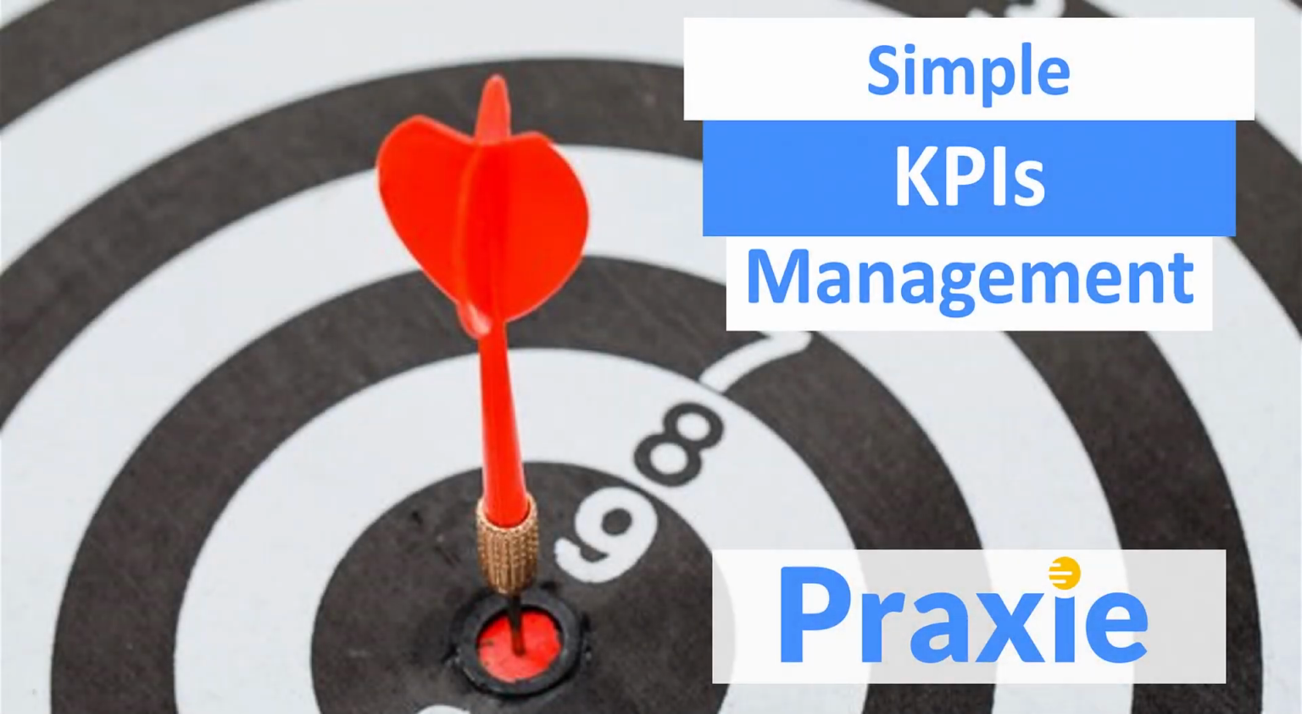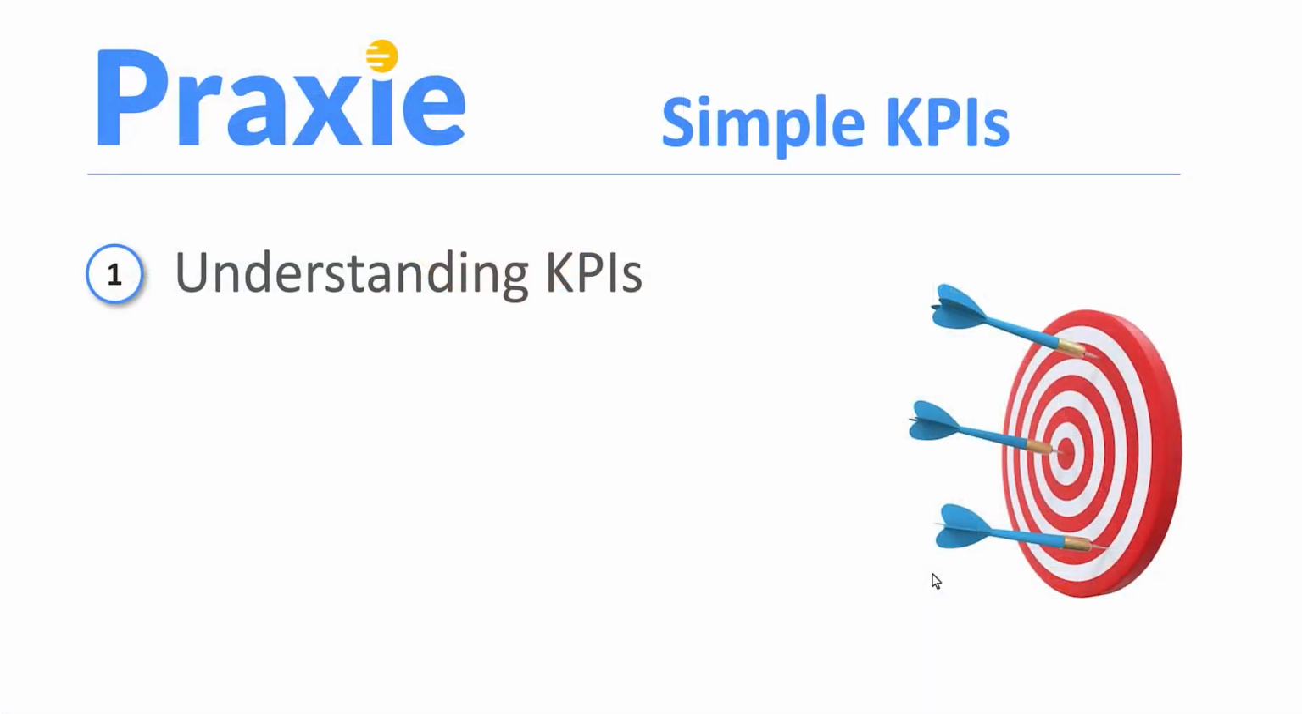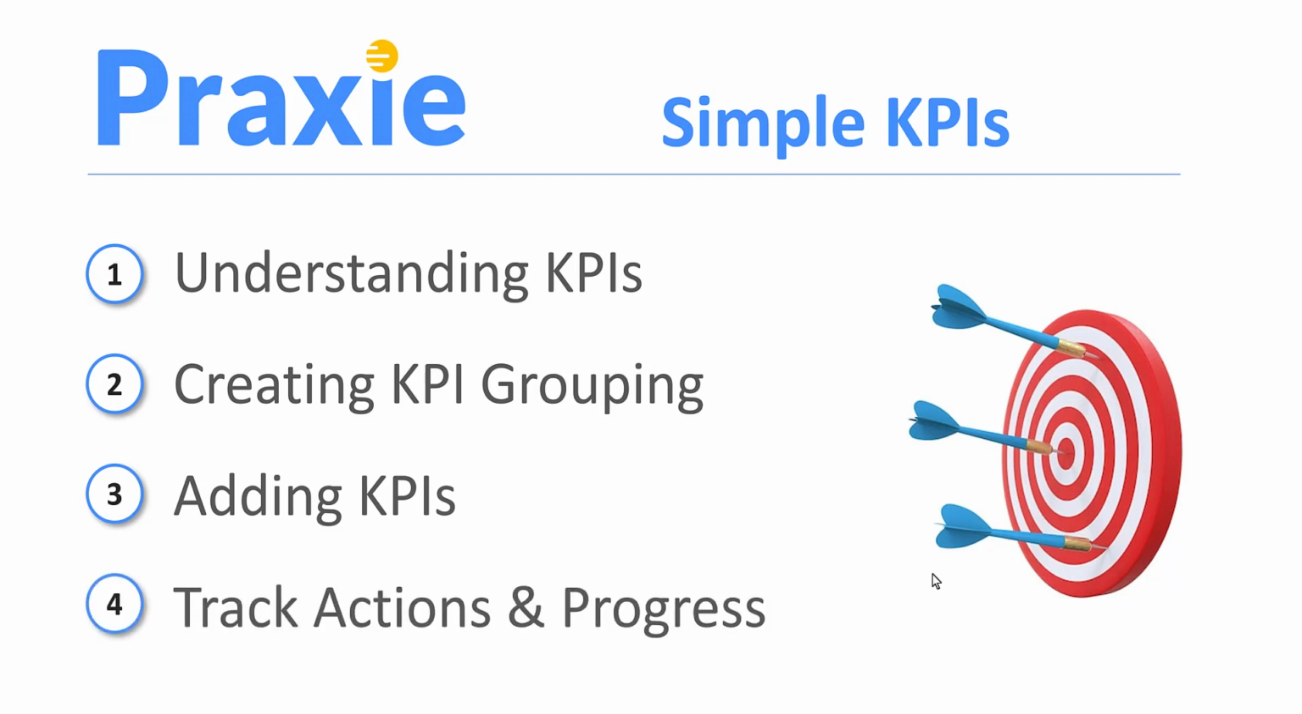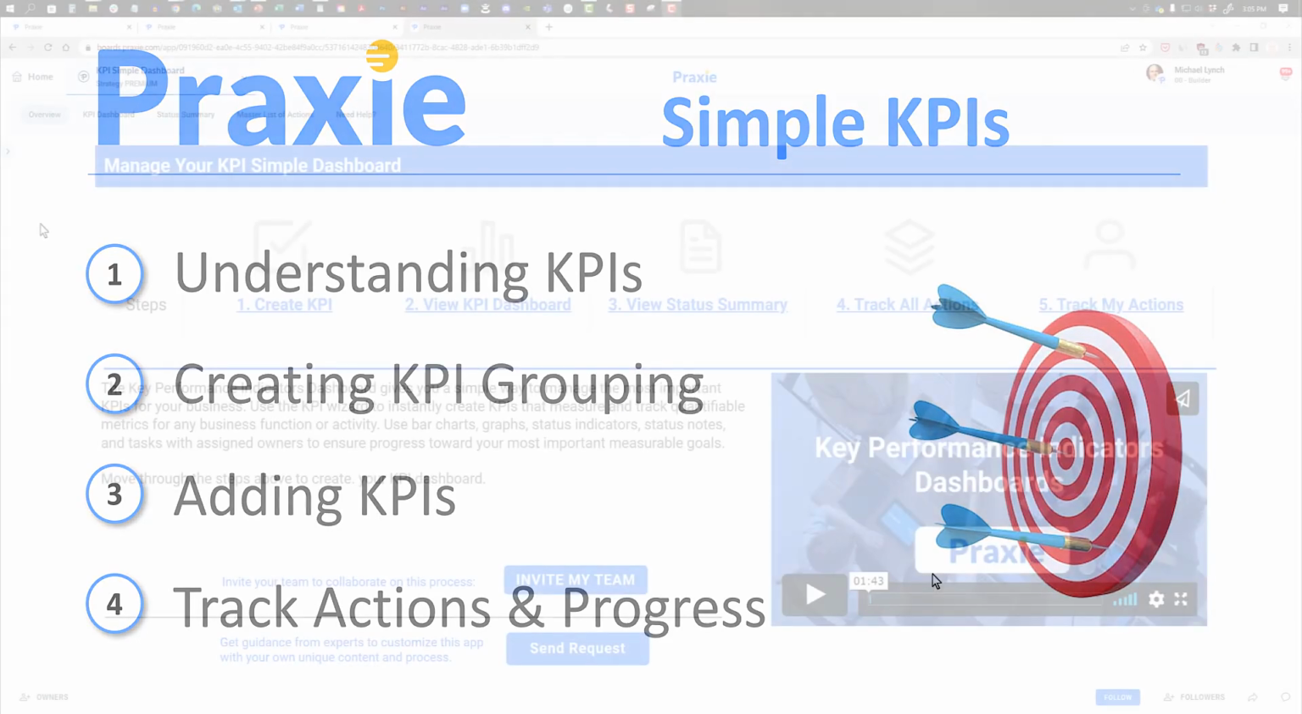Today we're going to talk about how you can simply manage KPIs, or key performance indicators, in Praxie. To get started, we're going to talk about a general understanding of KPIs, what they are, how to work with them. Then you're going to create your KPI groupings and how you want to organize all your KPIs. Then we're going to show you how to add those KPIs. We have a couple of different types for you to add. And finally, how to track actions and the progress of all the activities involved in making those KPIs reality.